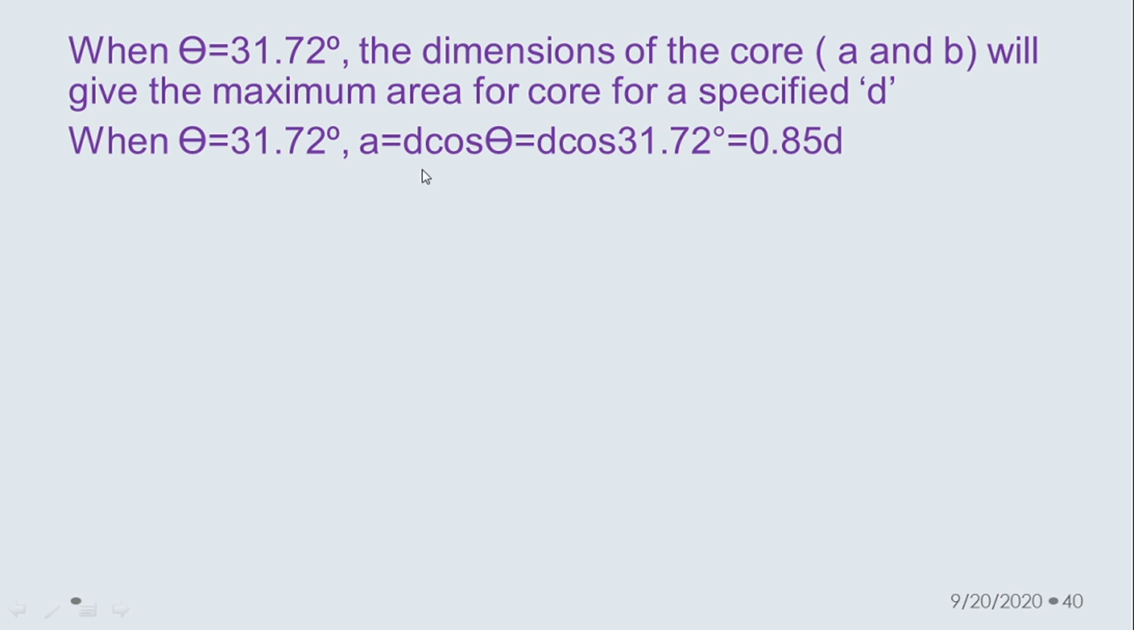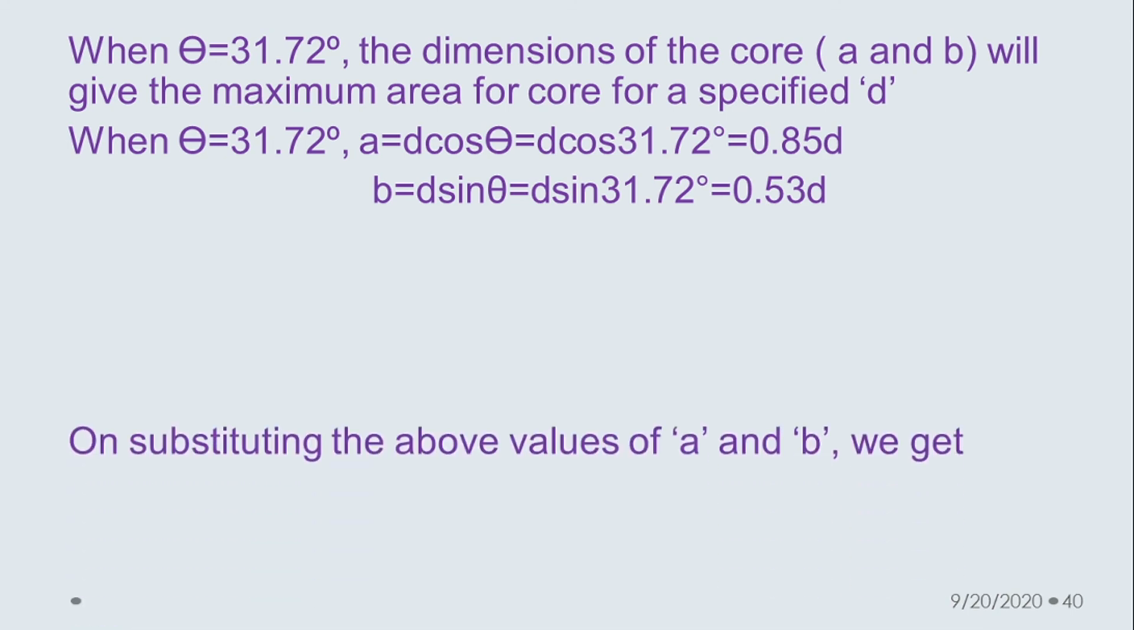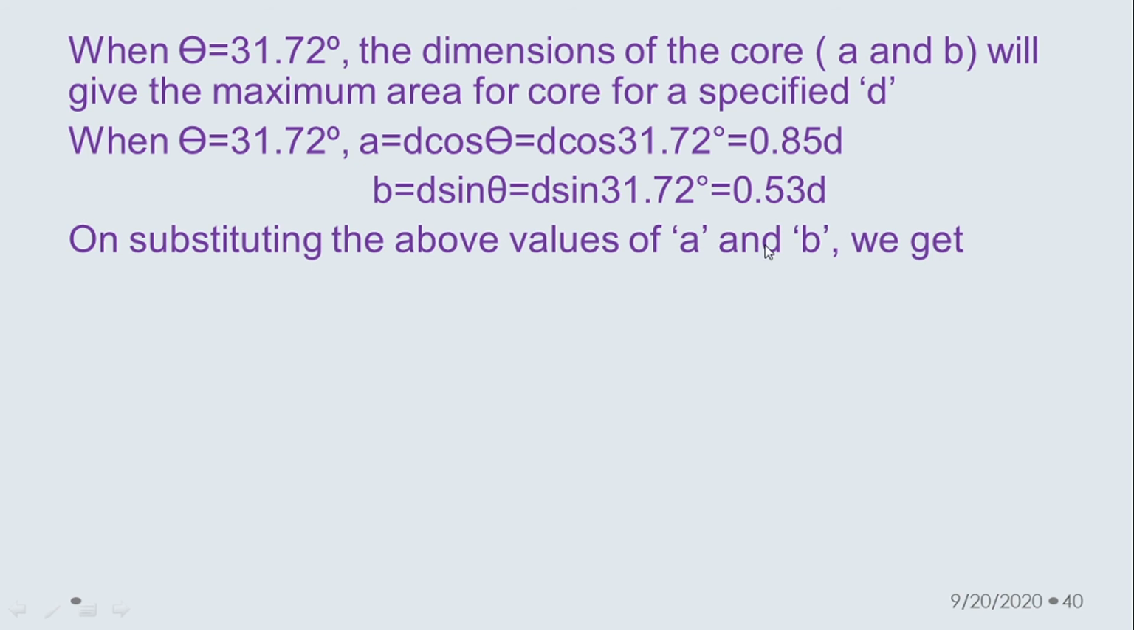That means the A value, that is the length of the rectangular core, is equal to 0.85 times the diameter of the circumscribing circle, or the diagonal of the square, correct. So when theta is equal to 31.72 degrees, the B value will be equal to d sin theta, which is equal to 0.53 into d. The B value, that is the breadth of the rectangle, is equal to 0.53 times the diameter. So on substituting the above values, we will get this A and B value.